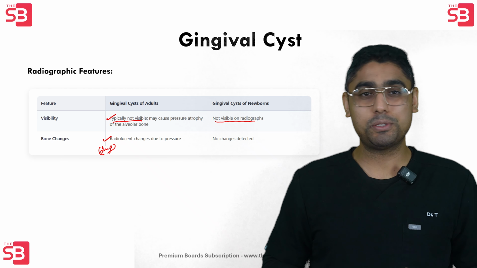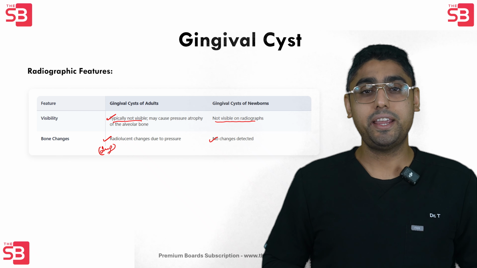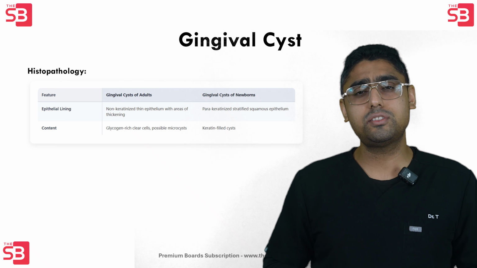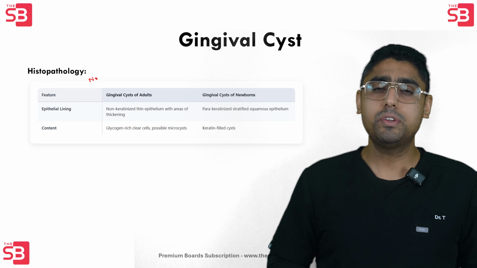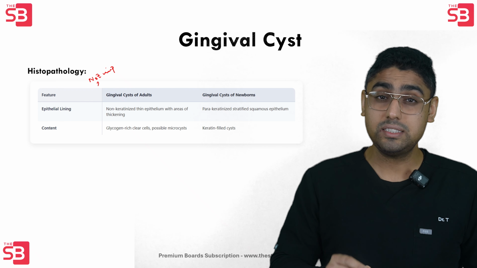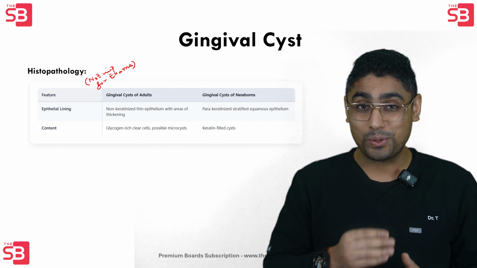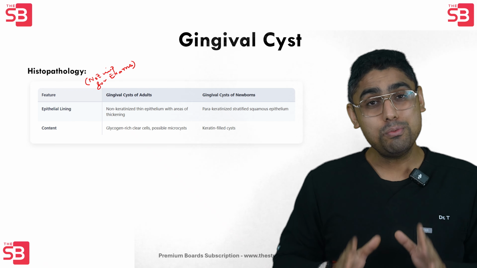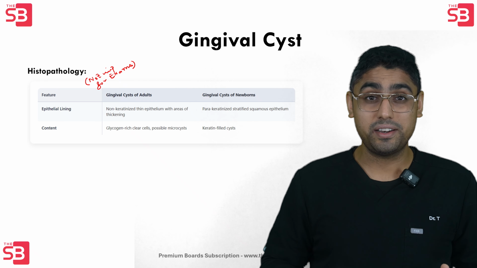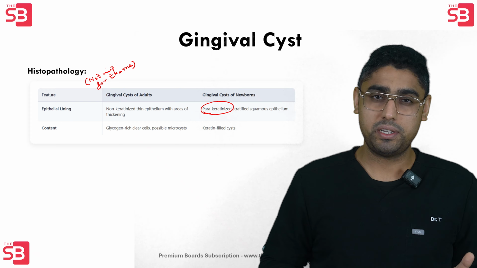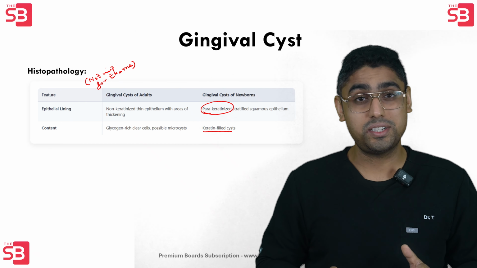Let's talk about the histopathology now. Adult cysts, they are lined by 1 to 3 layers thin non-keratinized squamous epithelium, often with glycogen-rich clear cells and plaque-like thickenings. This will not be tested in the exam, so don't worry about all this that you have just been told. In the newborn cyst, it is lined by parakeratinized squamous epithelium with keratin debris, giving it whitish appearance. Again, histopathology is not tested in examinations.